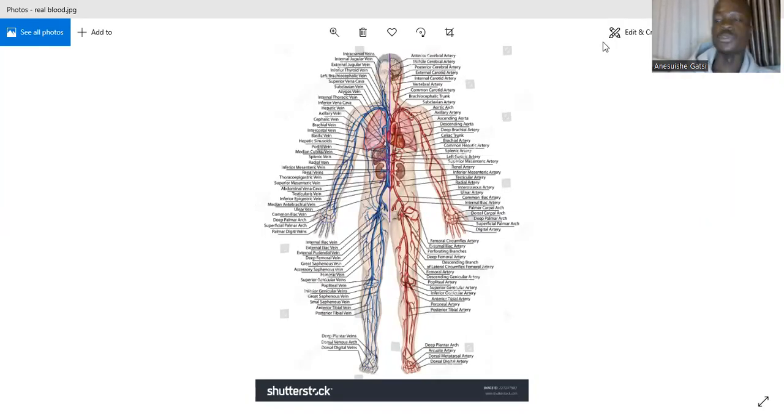Hello and welcome to a very short, interesting discussion on the blood supply of the whole body, where we're going to look at the arterial blood supply as well as the venous drainage.